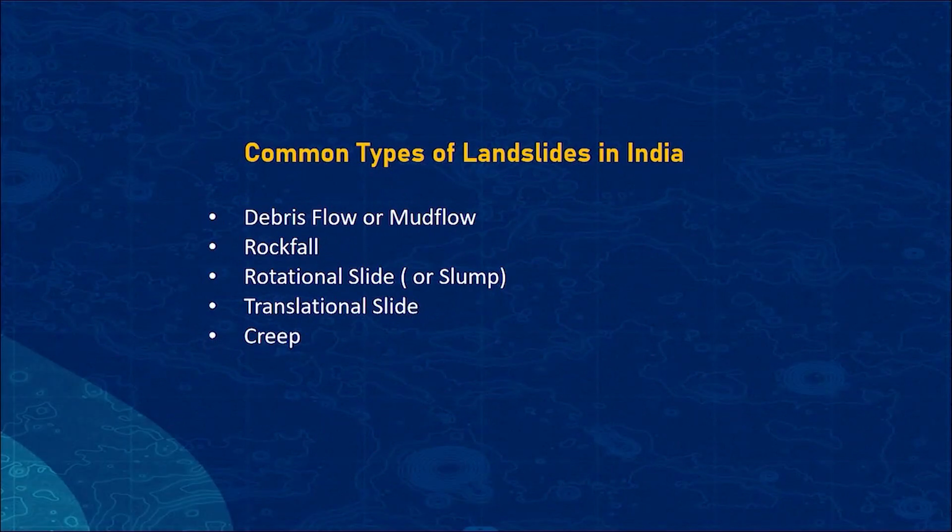Creep. A very slow, continuous downslope movement of soil, regolith, that is loose surface material, or weathered rock, usually only a few centimeters per year. It is often almost unnoticeable at first but becomes visible over years through tilted trees, cracked walls, leaning fences, and deformed roads. Causes of landslides in India.